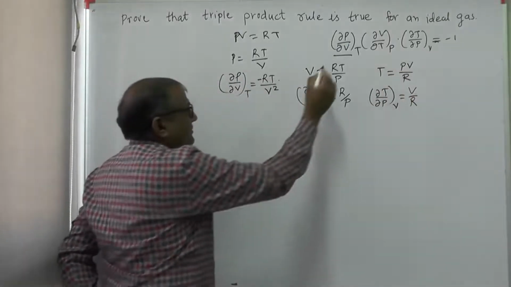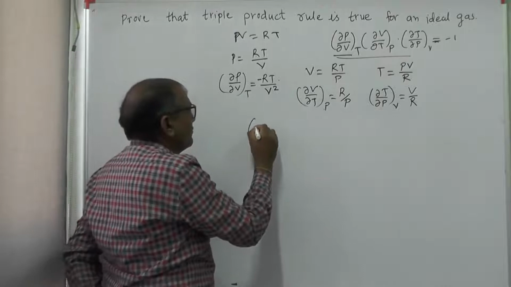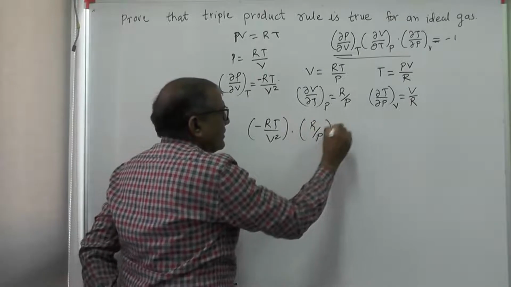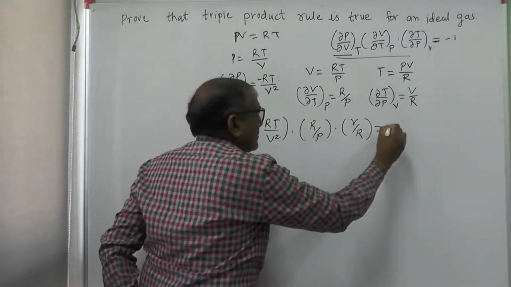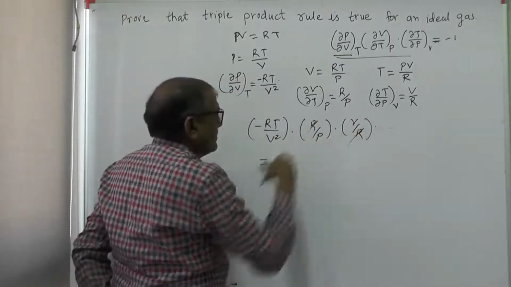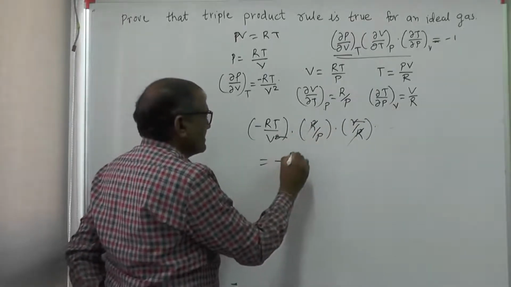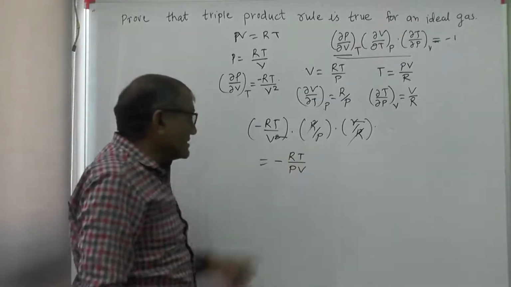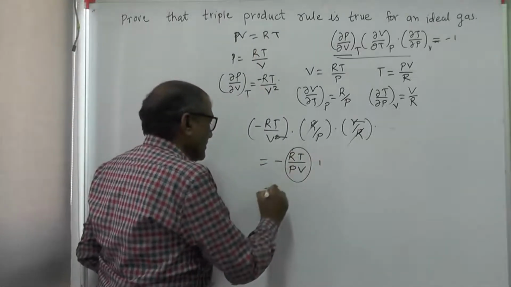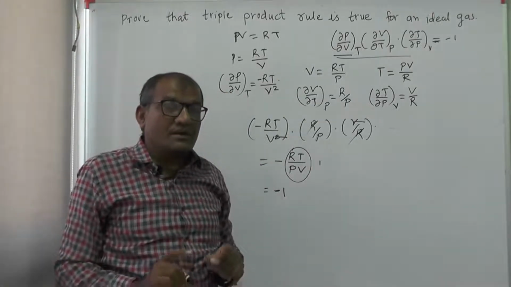From these three derivatives, if I put the values of all three derivatives in this equation, then it would be minus RT upon V square into R upon P into V upon R equal to, I am going to prove, okay. Here R would be cancelled and one V will be cancelled. So, this is minus RT upon PV. But what is RT upon PV? From this equation, RT upon PV is equal to 1. So, this is minus 1. So, the triple product rule is true for an ideal gas.